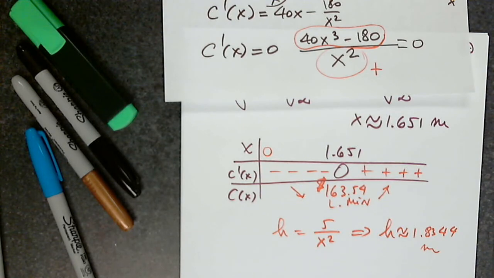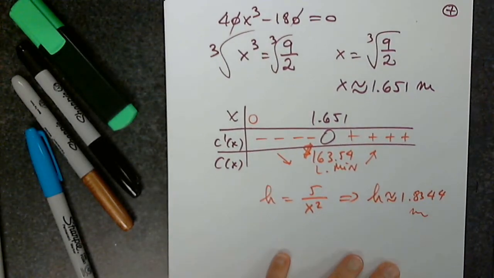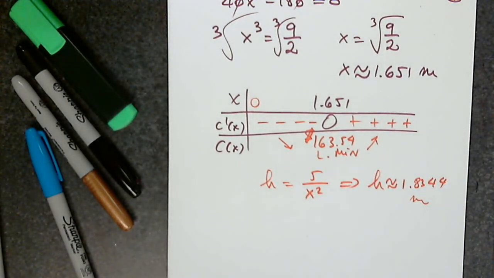So you will tell the manufacturer of the box, sir, if you want to reach the minimum cost, make sure that you do not make it wider than 1.651 and taller than 1.8344, because then you will exceed the minimum cost. These are the specific dimensions that will cost you exactly 163.54. If you deviate from 1.651 and 1.8344, you're not going to achieve the minimum cost. Any questions? Any questions?